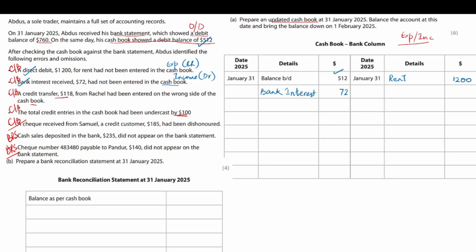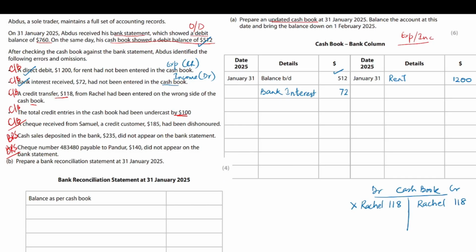And then the third one: a credit transfer of 118 from Rachel had been entered on the wrong side of the cash book. I will just show it to you here. This is, for example, the cash book, debit and credit. I'm showing only the bank column. So 118 from Rachel, which was money coming in, should have been recorded here. But this has not happened. They have recorded it on the credit side, so they have written Rachel 118.